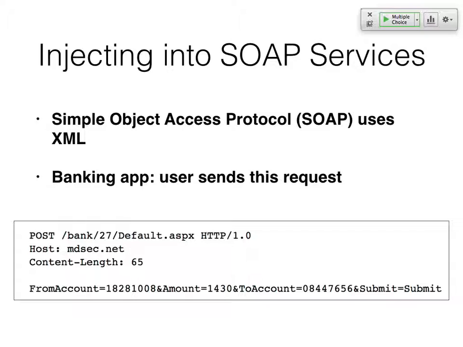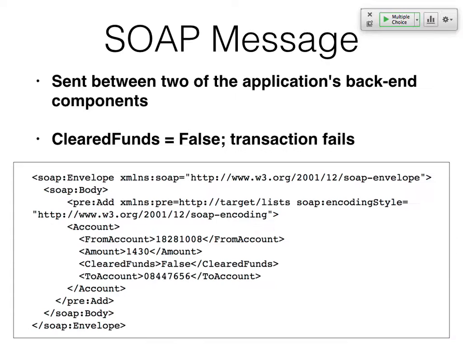So I'm going to go from this account to that account to this amount, $1,430 from one account to another, and submit equals submit. So that's a request. I want to move money across. Now what happens is that request goes to the banking infrastructure, and then it has a SOAP message that is sent to another server at the bank.